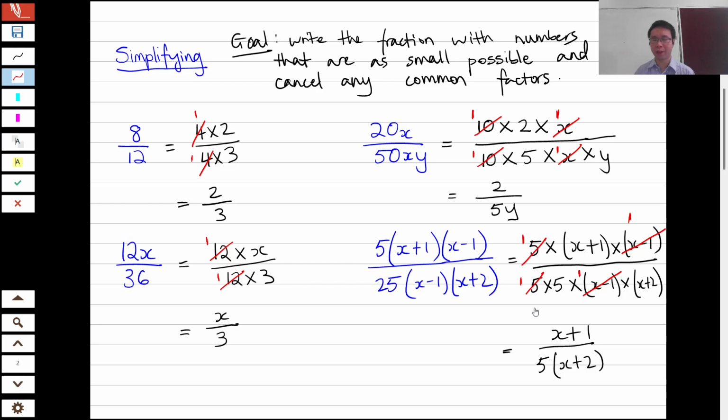For short questions like this, you can just go straight to the answer. That's fine with me. The reason why I've written the first step is to show you where the cancellations are happening, and I hope that makes it clearer for you.